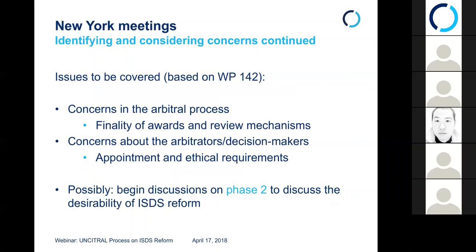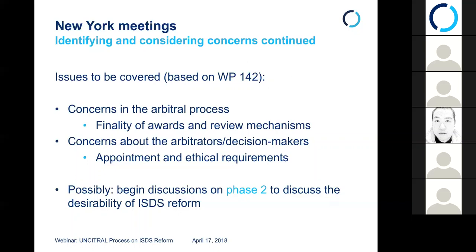Since the discussion of concerns was not completed in Vienna, this discussion will continue in New York, and the issues that will be covered will be the finality of awards and the review mechanisms. And then the group will move on to the concerns about the arbitrators and the decision makers.